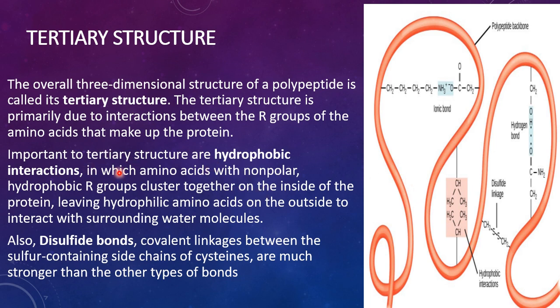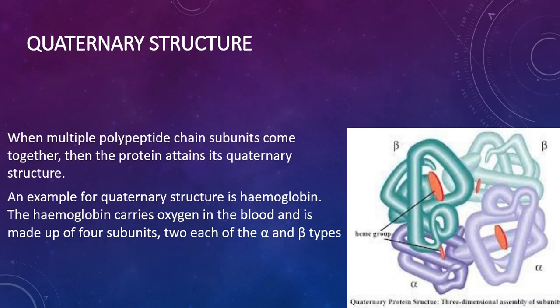One is the important hydrophobic interactions, in which non-polar R groups are clustered together, okay, and disulfide bonds are there. So here you are able to see the disulfide bonds, and here are the hydrogen bonds, and here are the ionic bonds, okay. So these are the different types of bonds involved in the formation of the tertiary structure of proteins. And then coming to the next structure, that is the quaternary structure.